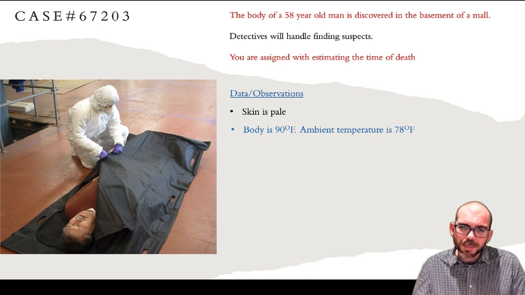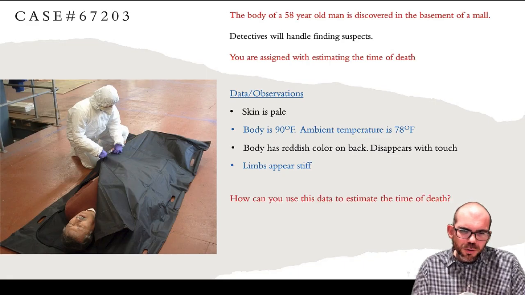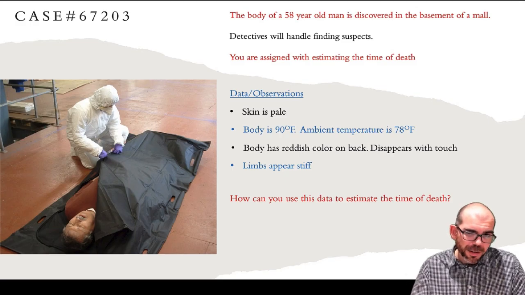The body is at about 90 degrees Fahrenheit when the ambient temperature, the temperature of the basement, is at 78 degrees Fahrenheit. The body has a reddish color on the back that disappears when touched, and the limbs are starting to appear stiff. How could you use this data to estimate the time of death for this individual? Well, I'm confident that's something you'll be able to do after watching this video.